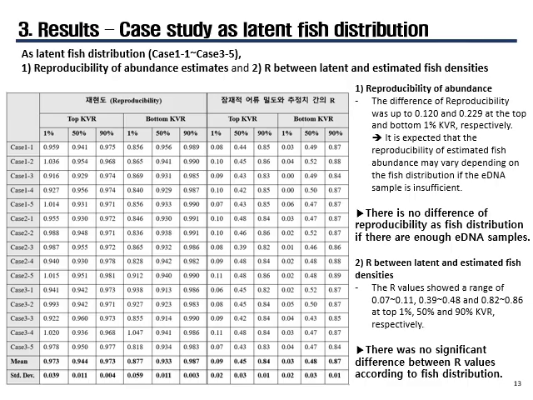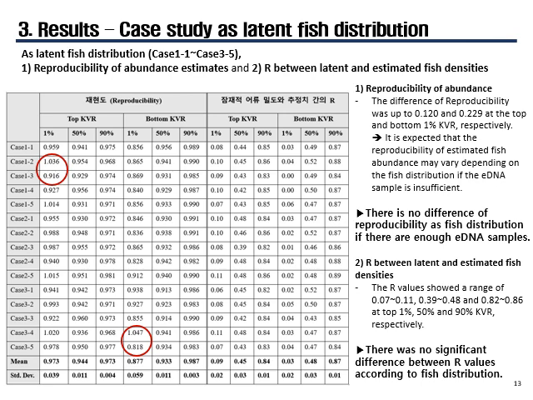And next, the result of the case study on pitch distribution: the reproducibility of abundance estimates and the correlation coefficient between rated and estimated pitch densities. First, the reproducibility of abundance. The difference of reproducibilities was up to 0.12 and 0.229 at the top and bottom 1% cable respectively.